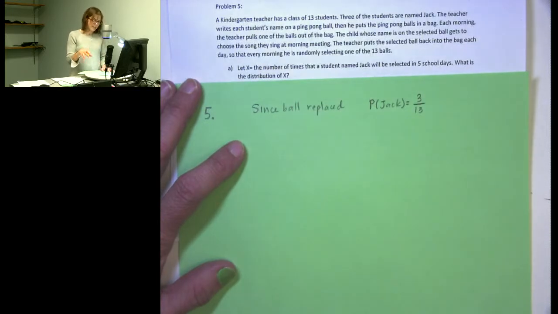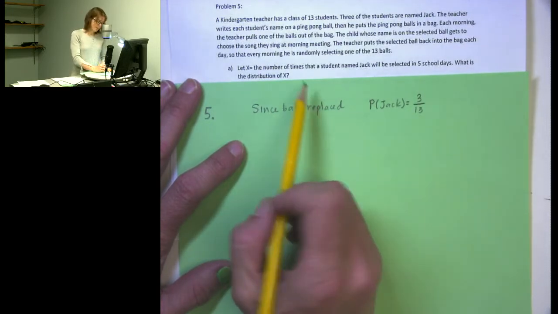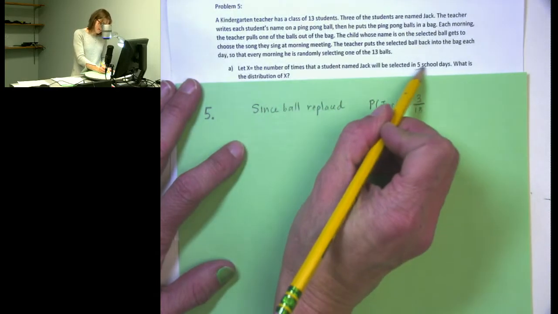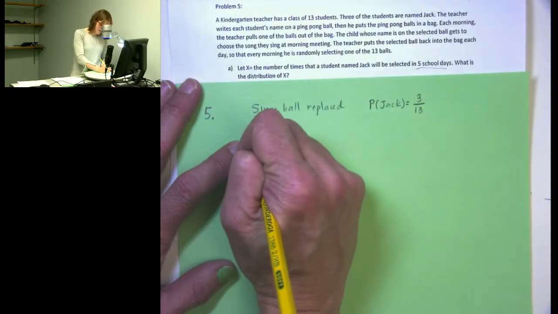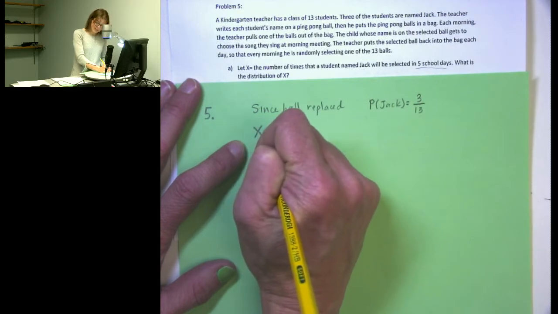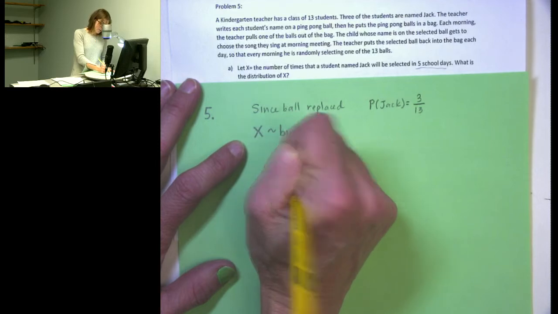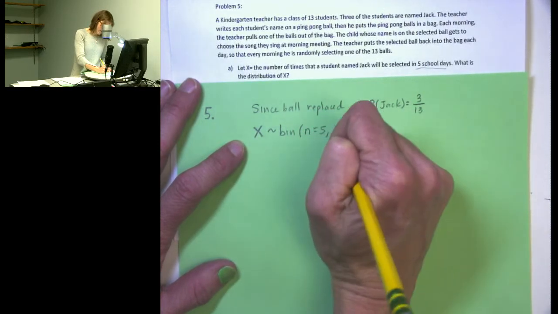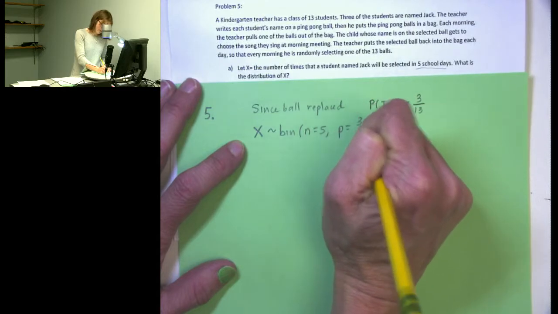If we're mixing the balls and everything's sort of independent, which seems like a reasonable assumption, then we've got a fixed number of days, so 5 balls will be chosen. And so if we're looking at the number of Jacks, that number of Jacks, X, is going to have a binomial distribution with n equal 5 and p equal 3 over 13.